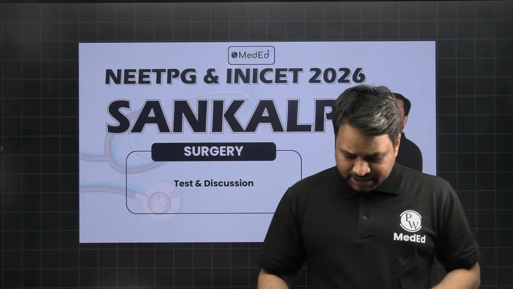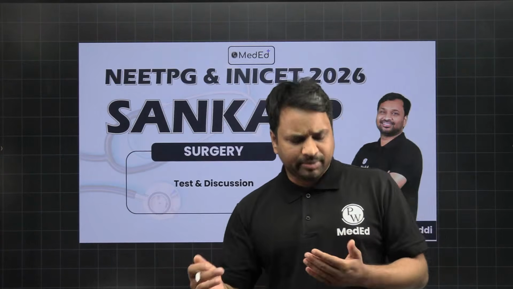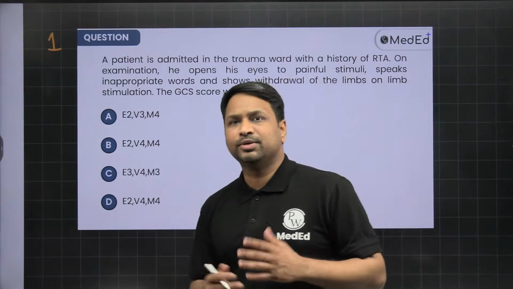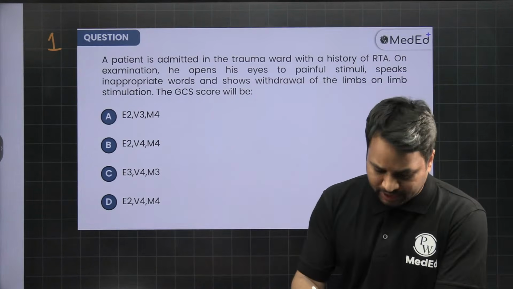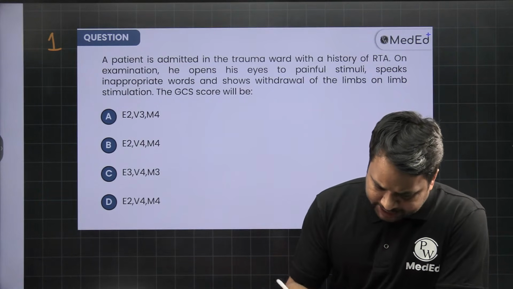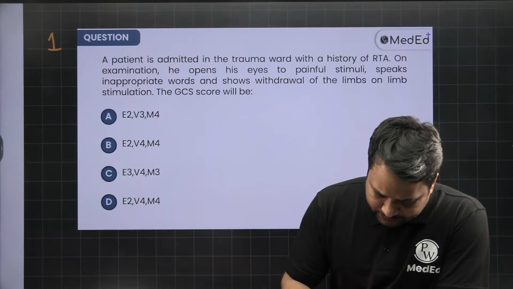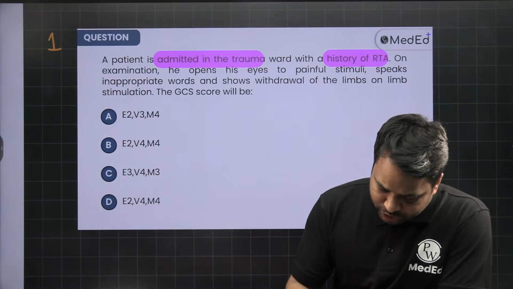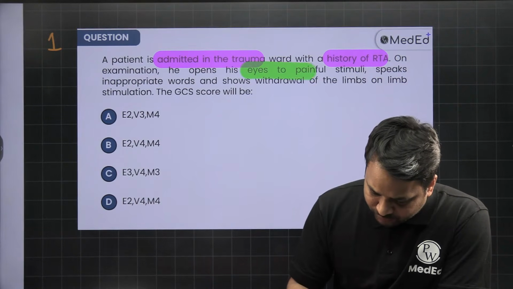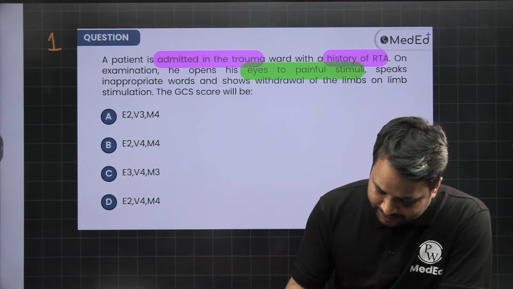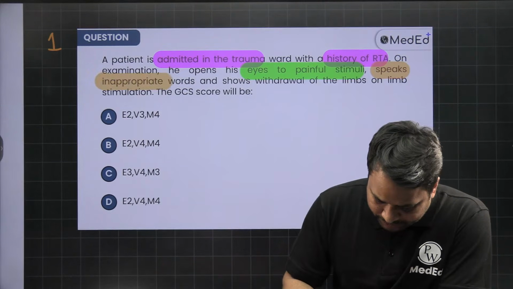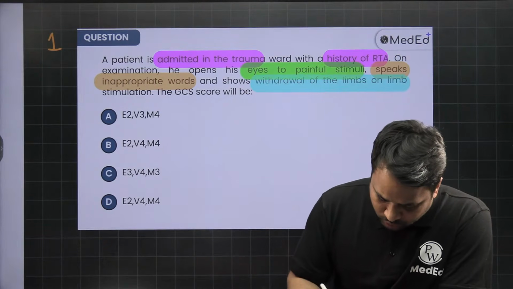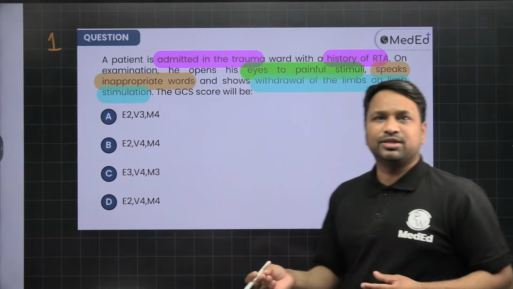Chal. So we'll start with one question at a time, and then we'll try to build up from there. Question number one is from trauma. This is something that you will see again and again. Let's try to decode the question. I have a patient admitted in trauma with a history of road traffic accident. On examination, he opens his eyes to painful stimulus, speaks inappropriate words, and shows withdrawal of the limbs on stimulation. So they're basically asking us to calculate the GCS score.